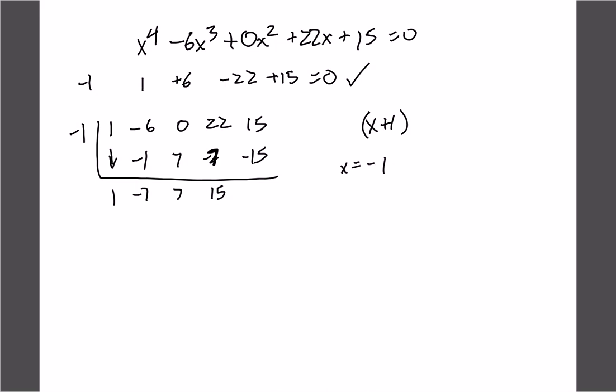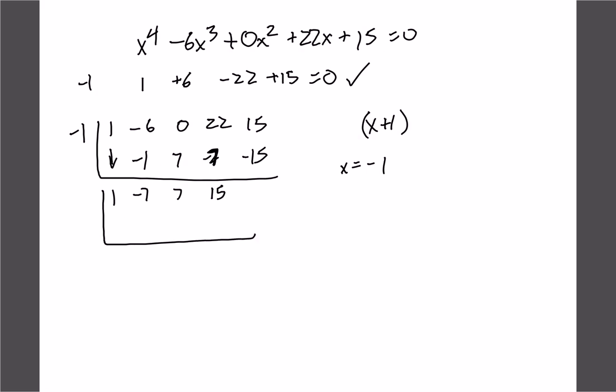Okay, so let's keep going. So there's our new one. So we have 15 once again. We already know 1 doesn't work. We could try negative 1 again if we want. So that would give us negative 1, plus 7, minus 7, and 15. That doesn't work. So let's try 3 in there.